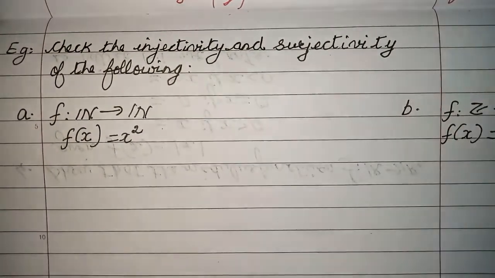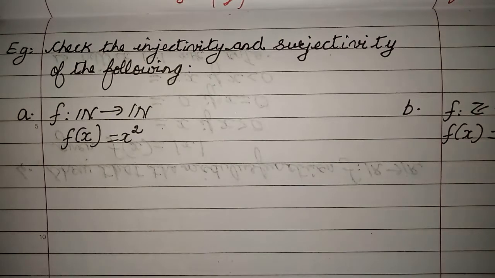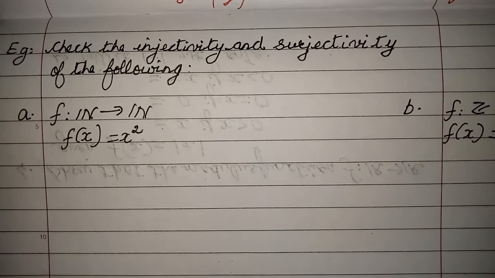Now I have the next problem. I have already written it in advance. Check the injectivity and surjectivity of the following. The first one is f, a function from natural numbers to natural numbers, f of x equal to x square. Injectivity means one-one. Surjectivity means onto.